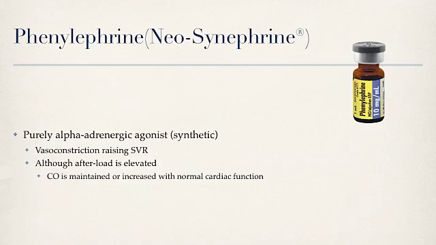Let's start with the medications we're giving your patient. Start with phenylephrine. Phenylephrine is a synthetic alpha agonist. It causes vasoconstriction, it raises SVR. And most of the time, if you have a normal cardiac function, even with increasing afterload, the cardiac output will be maintained because contractility has a reserve and the patient will continue to eject the cardiac output required.